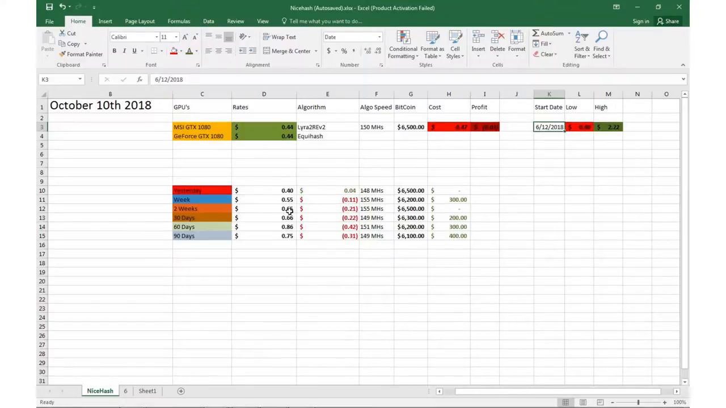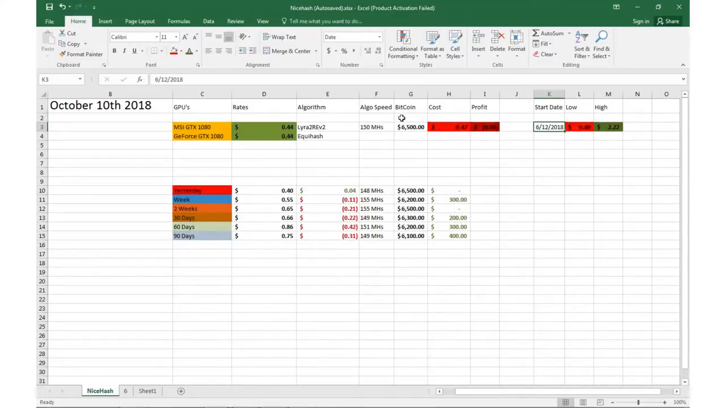Two weeks ago, we were doing 65 cents, so we're down 21 cents. 30 days ago, we were doing right around 66 per GPU, so we're down 22 cents. 2 months ago, we were doing 86 cents, so we're down about 42 cents there. And 90 days ago we were doing right around 75, so we're about 31 cents down from there.